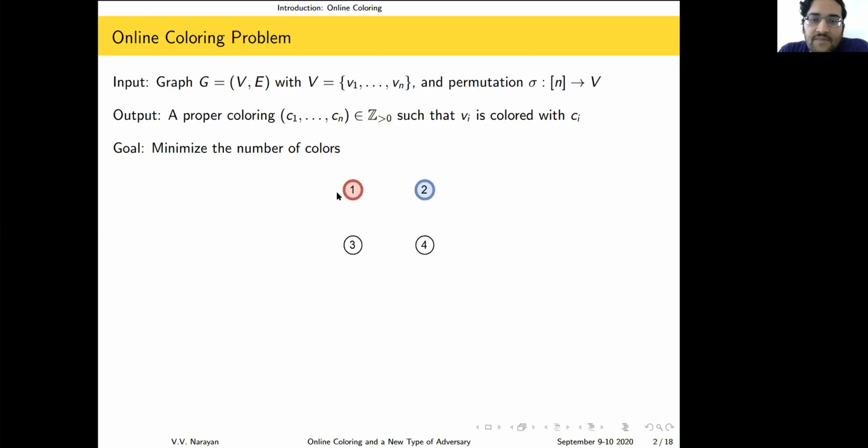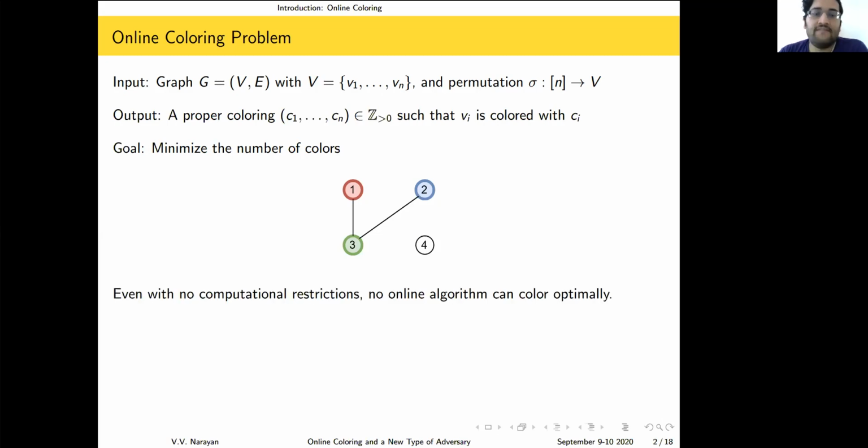If instead the algorithm gave vertices 1 and 2 different colors, then if vertex 3 arrives adjacent to both of them, then the algorithm is again forced to use 3 colors. So for every algorithm, there's some instance that the algorithm is not coloring optimally. So we have that even with no computational restrictions, no online algorithm can color optimally. And this is an information theoretic restriction. So what can we do?